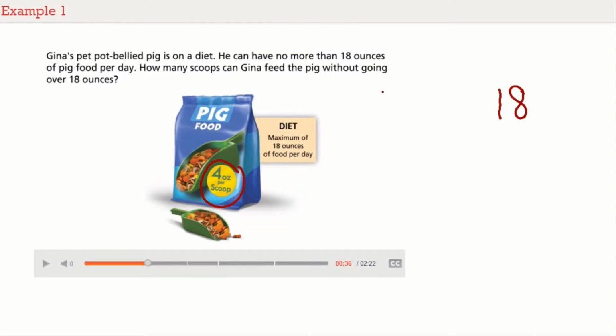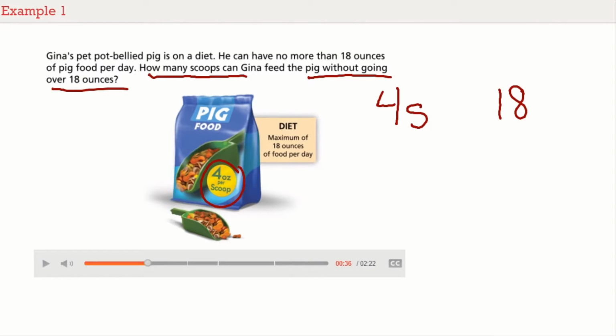So we have to write 4, and then I'll write S to represent scoops, because it says how many scoops can the pig get without going over 18 ounces. So we have to do 4 times S, because we know each scoop is 4 servings. And we're trying to figure out how many scoops can the pig get without going over 18.